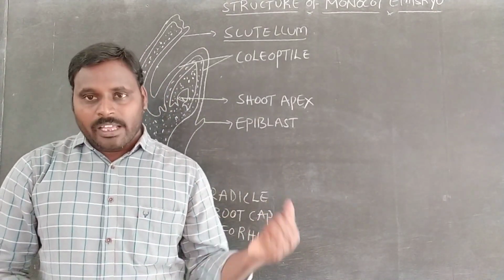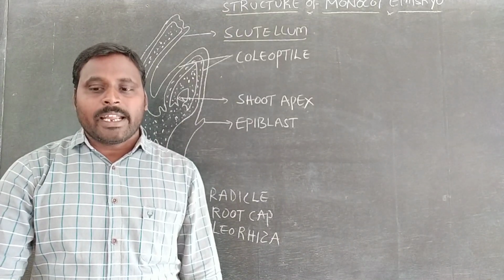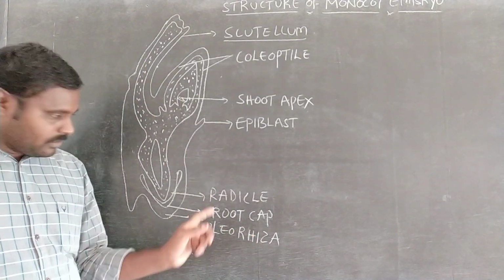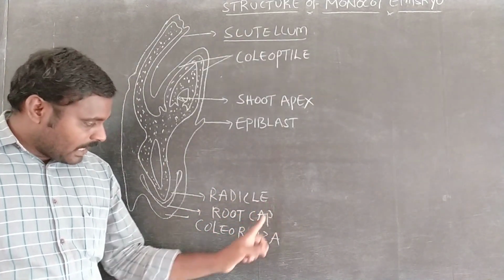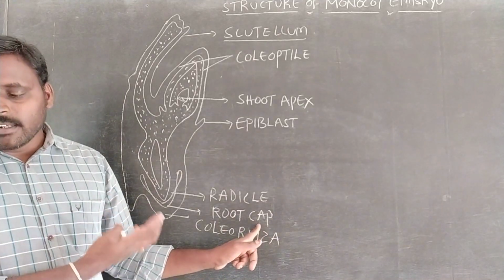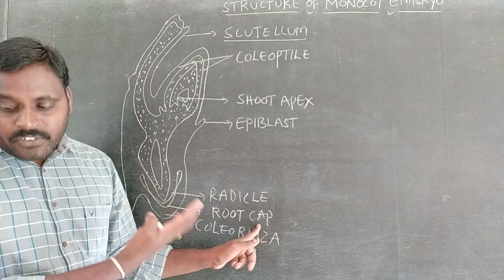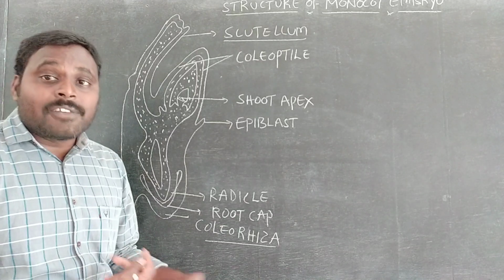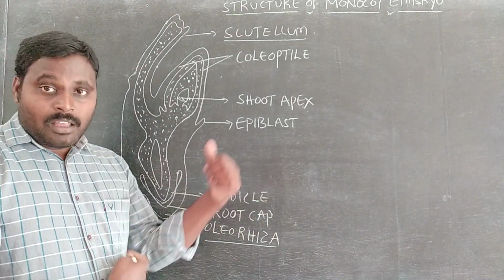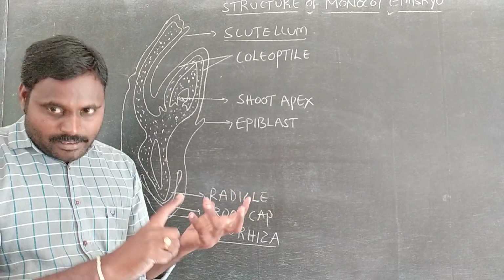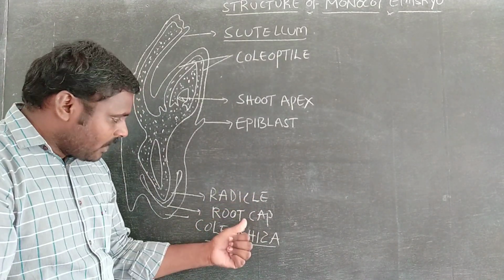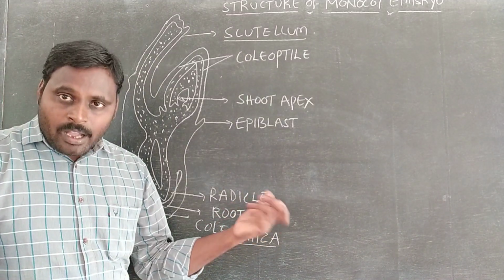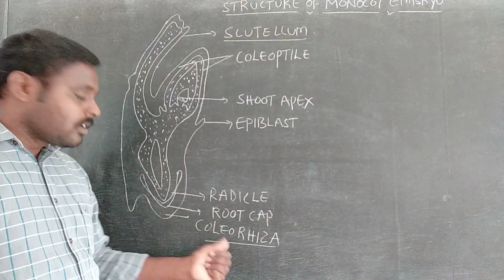At the lower end, the embryonal axis has the radicle and root cap. See, this is the radicle and this is the root cap. But this radicle and root cap are enclosed in an undifferentiated sheath that is called coleorhiza.